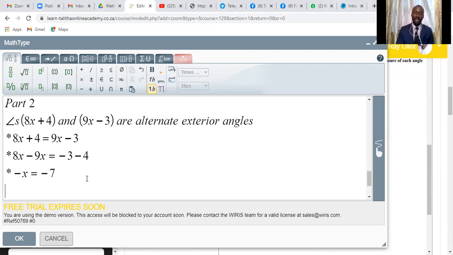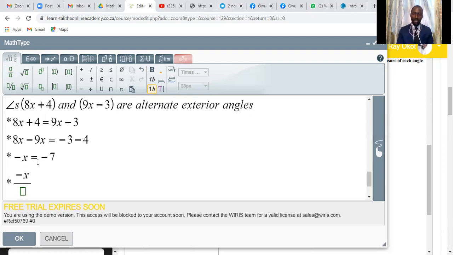Yes, we can find the value of x. And how do we find it? Well, we say minus x divided by what? We are going to divide minus x by minus 1. Then we are going to do the same on the right-hand side. In other words, we are going to divide minus 7 by what? We are going to divide minus 7 by minus 1 also.